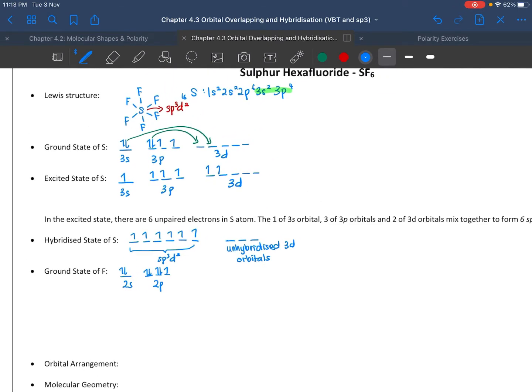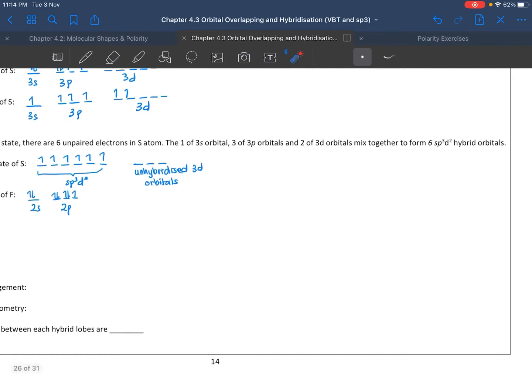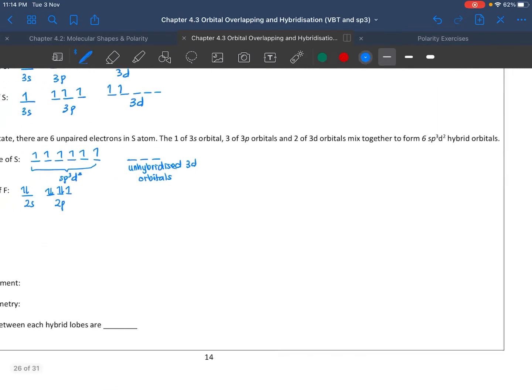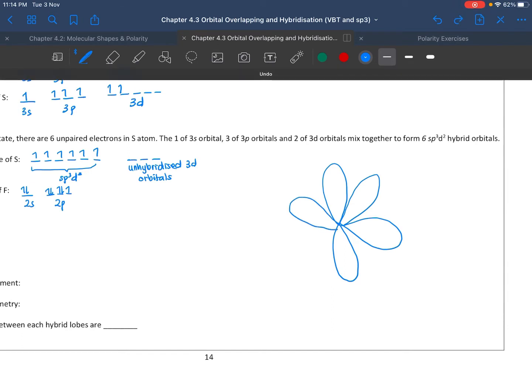Next, kita nak draw. Okay, bila kita nak draw, kita kena tengoklah hybridized state for sulfur is sp3d2. The shape for sp3d2 adalah octahedral. So we need to draw octahedral over here. So the shape of octahedral, satu atas, satu bawah, kiri pula kanan. Okay, buruknya. Okay. Buruk sangat.